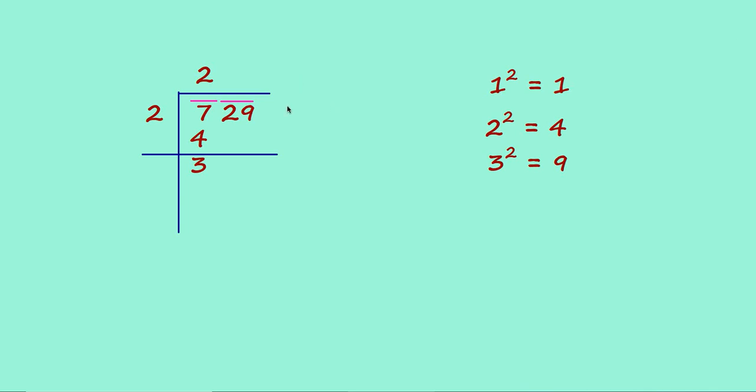Now what you have to do is bring down the number in the next bar. That is, you have to write 29 here. Now the new dividend is equal to 329. Now double the divisor, that is 2 2s are 4. Now write 4 as a divisor here with a blank on its right.